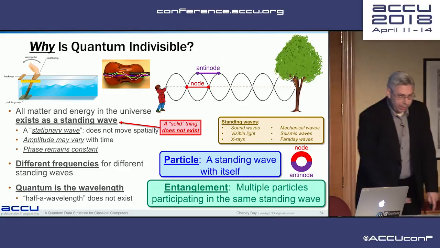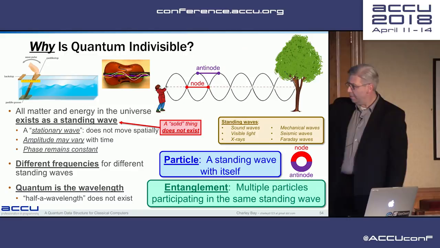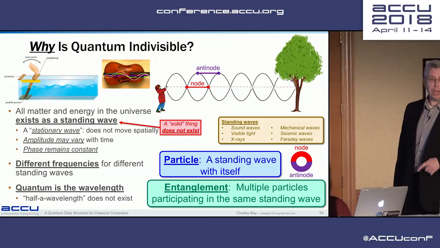And we know this table is not solid. It's made up of atoms. We know atoms are pretty much all empty space. Solid things don't exist. We've never found one. What we have found are a lot of these standing waves. Electrons, subatomic whatevers, they're all little standing waves, playing with their standing wave selves.